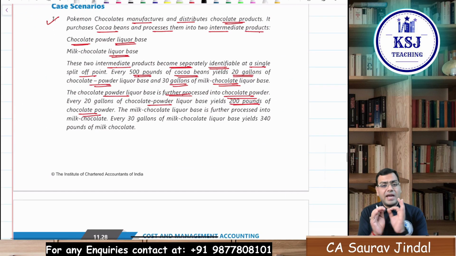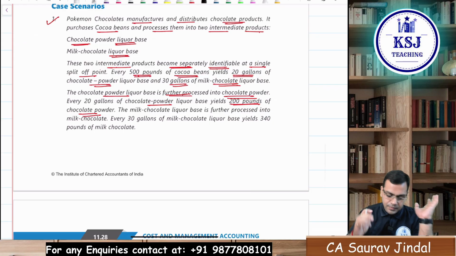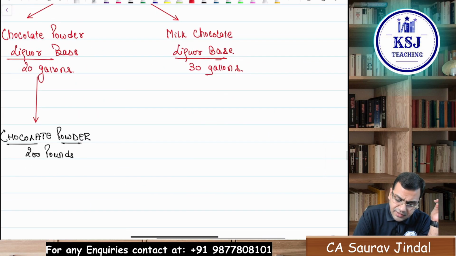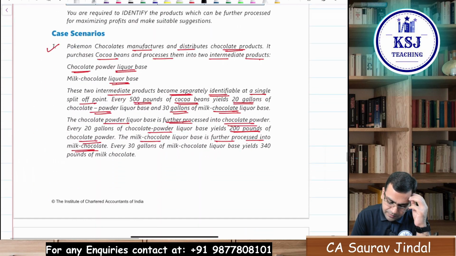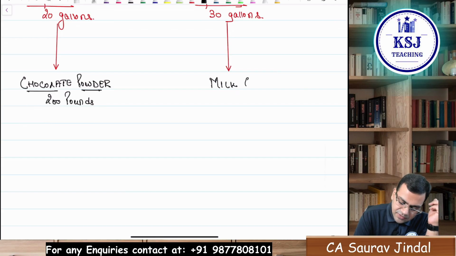I'm just writing down whatever the information is given. I'm not doing anything else. Whatever the information is given, I'm interpreting that and writing it down. Next, the milk chocolate liquor base is further processed into milk chocolate. Fine, sir. This milk chocolate liquor base is also getting converted into milk chocolate. Milk powder or milk chocolate? What is given? Milk chocolate. So it is further converted into milk chocolate.